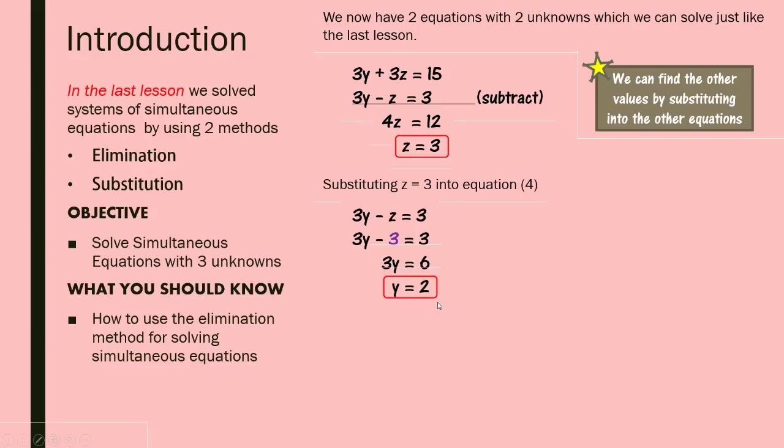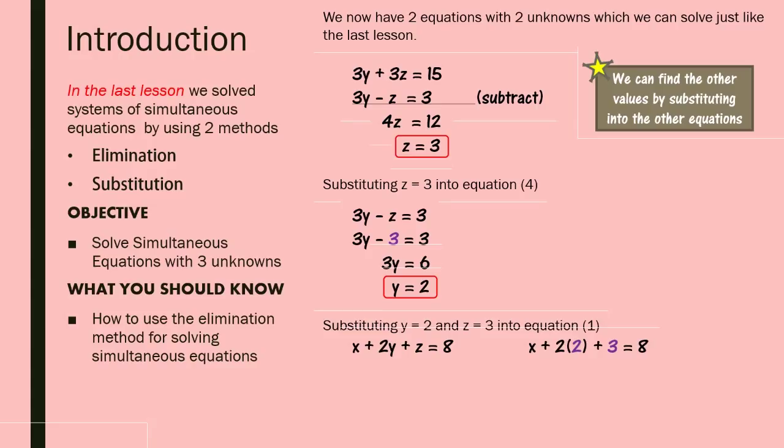That's our second value. And lastly, we're going to substitute y equals 2 and z equals 3 in equation 1, which was x plus 2y plus z equals 8. Substitute the y to be 2, the z equal to 3. That gives me x plus 4 plus 3 equals 8. That's x plus 7 equals 8. What plus 7 gives me 8? 1 plus 7, so x equals 1. And there are three answers.